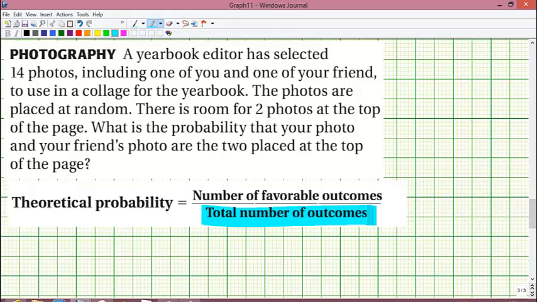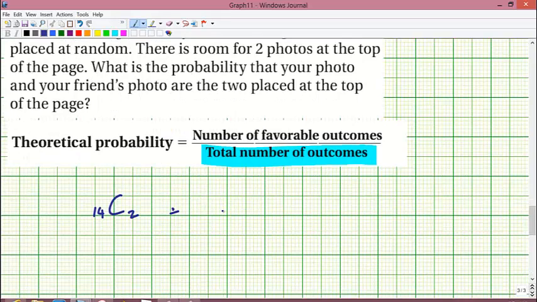So we're looking at a combination, and let's do our combination calculation. There's a total number of 14 photographs, and we're choosing 2, so there's our combinations. That's 14 factorial divided by 14 minus 2 factorial times 2 factorial, and we do that in a calculator and we get the answer 91. So the total number of outcomes is 91.